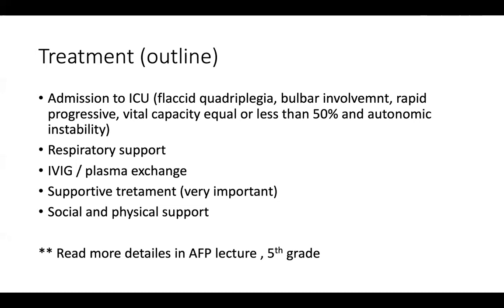This child needs an admission to the intensive care unit. She needs respiratory support, IV immunoglobulin or plasma exchange, and the more feasible and easily applied one is the IV immunoglobulin. She needs supportive treatment. You can refer to everything about the supportive treatment that you need to know in the acute flaccid paralysis lecture for the 5th grade. She needs social and physical support.